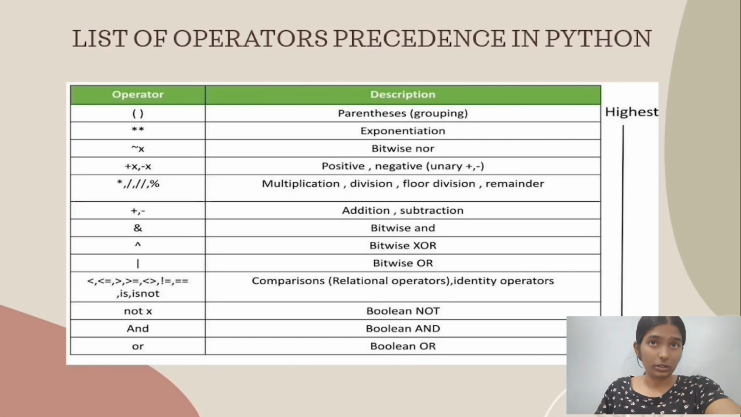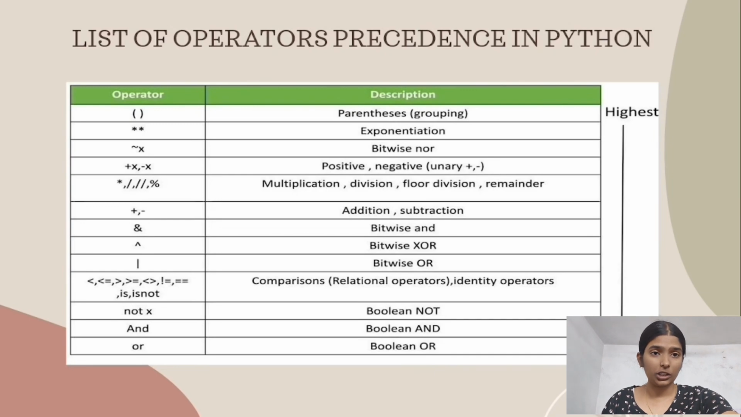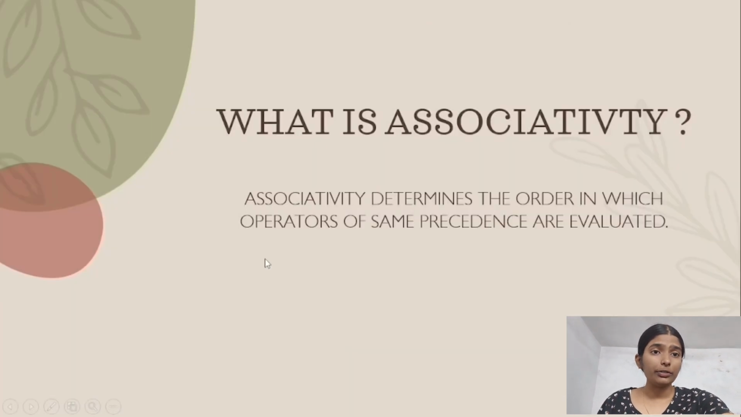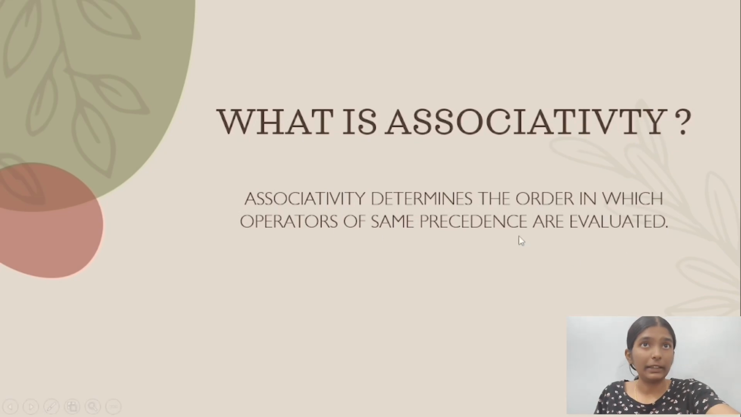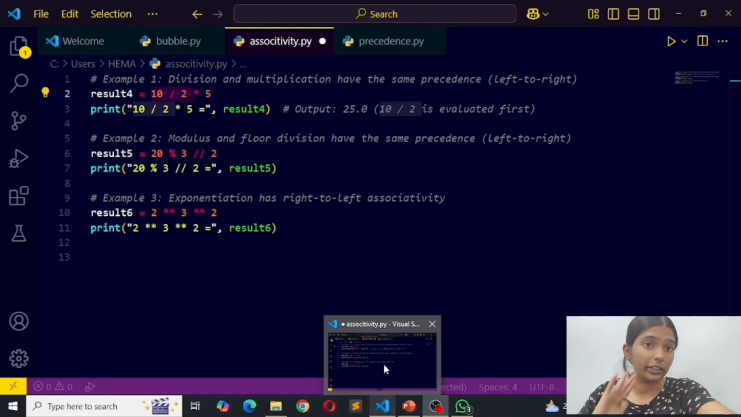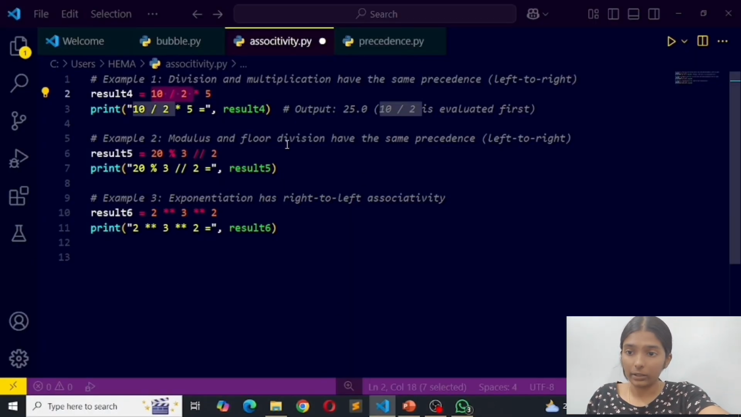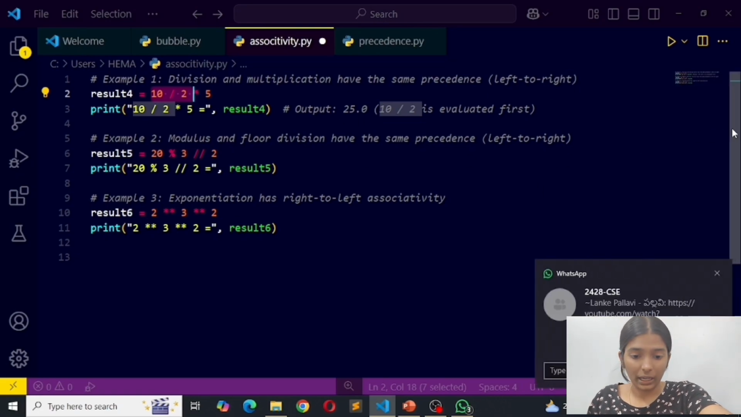Now let us take a look at the associativity of the operators in Python. Let us understand what associativity is. What happens if two operators of the same precedence are there? That is where associativity comes in. Associativity determines the order in which operators of the same precedence are to be evaluated. Now let us look at some examples of associativity by taking a look at some code snippets. So once again we need to open the VS Code.